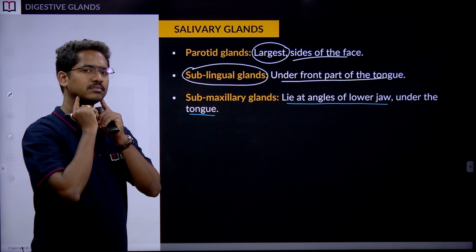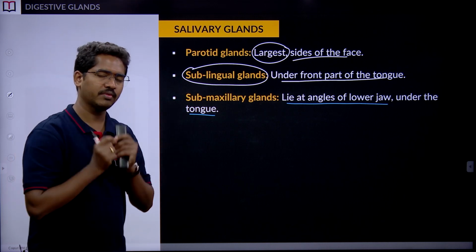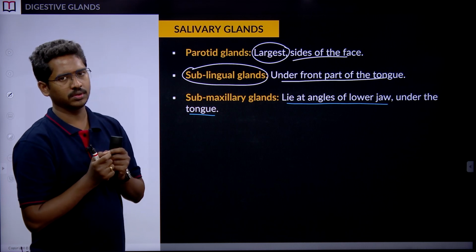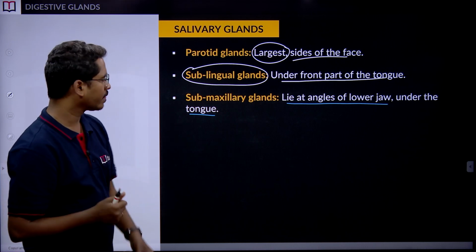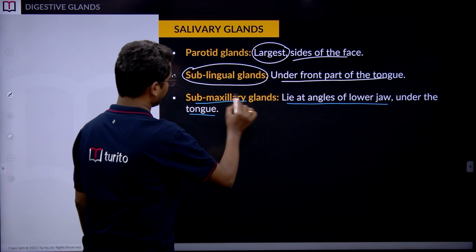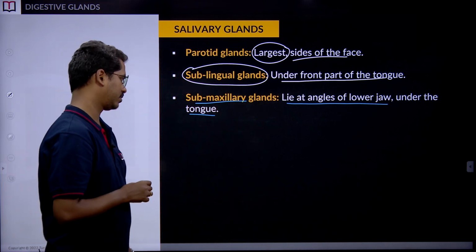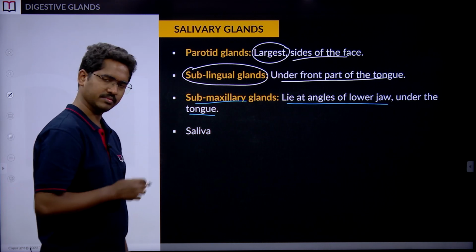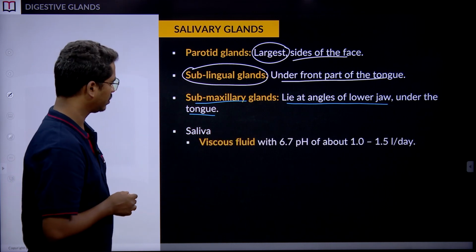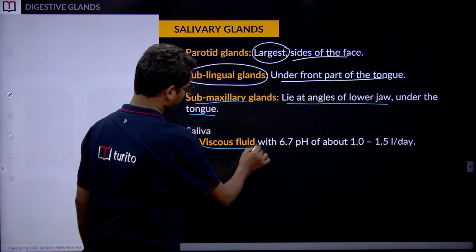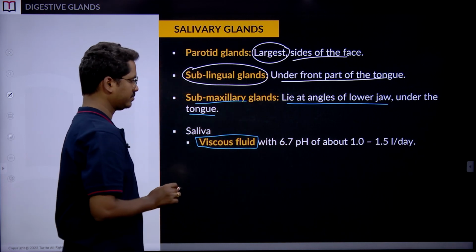So, somewhere here you sense your saliva coming out into your mouth, somewhere here you can feel that. That is done by these submaxillary glands or submandibular glands, right. So, that is one thing. If you see, saliva is what it releases. It is a viscous fluid, the saliva itself is a viscous fluid.